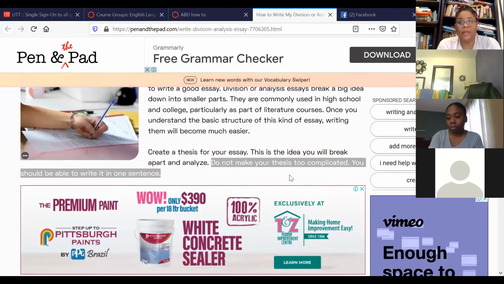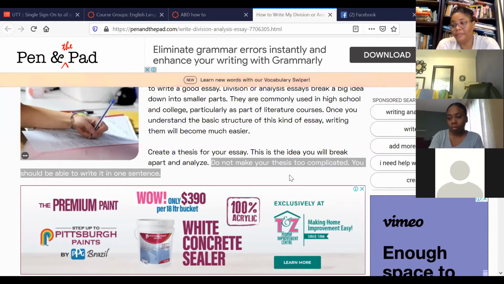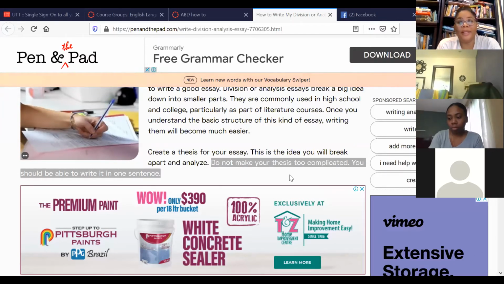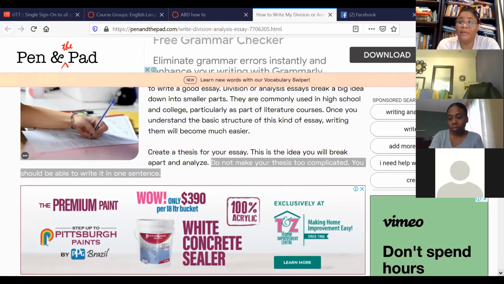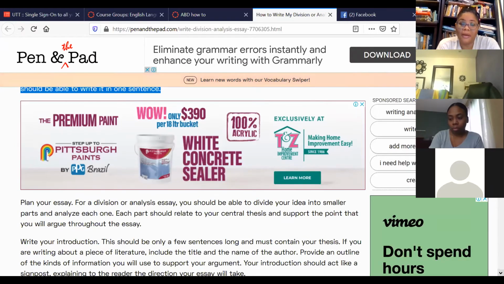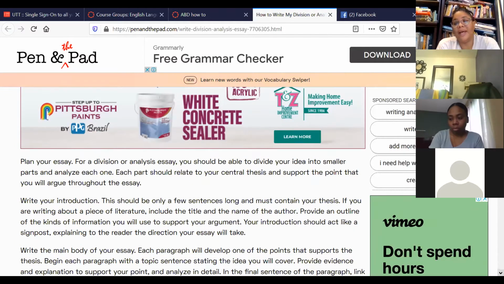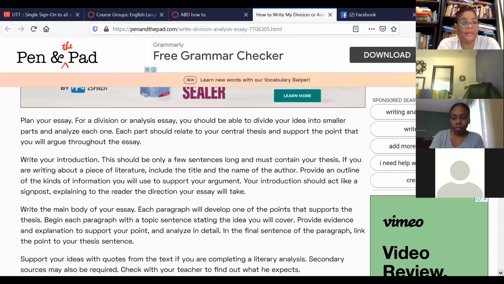Do not make your thesis too complicated. Don't try to cram a lot of words. Even in the example before, that is a very long thesis. It was straightforward, clear, easy to understand, gives you direction of what your essay is going to be about, right?